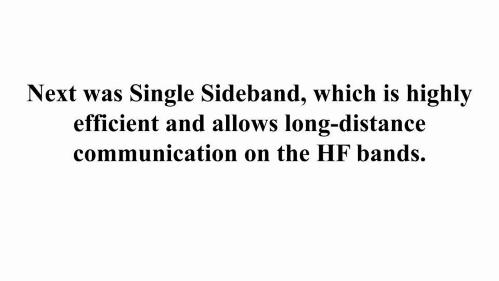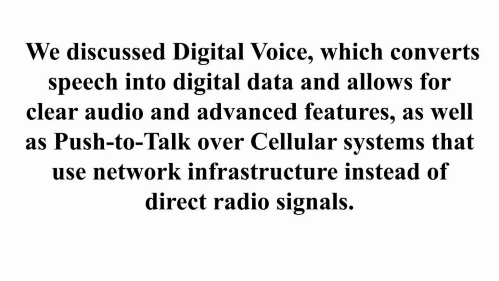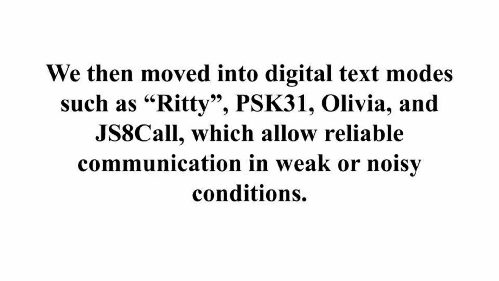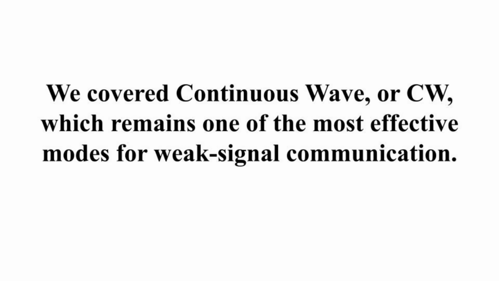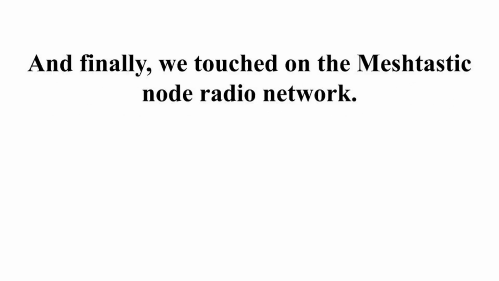Next was single sideband, which is highly efficient and allows long-distance communication on the HF bands. We discussed digital voice, which converts speech into digital data and allows for clear audio and advanced features, as well as push-to-talk over cellular systems that use network infrastructure instead of direct radio signals. We then moved into digital text modes such as RTTY, PSK31, Olivia, and JS8 call, which allow reliable communication in weak or noisy conditions. We covered continuous wave, or CW, which remains one of the most effective modes for weak signal communication. And finally, we touched on the Meshtastic node radio network.